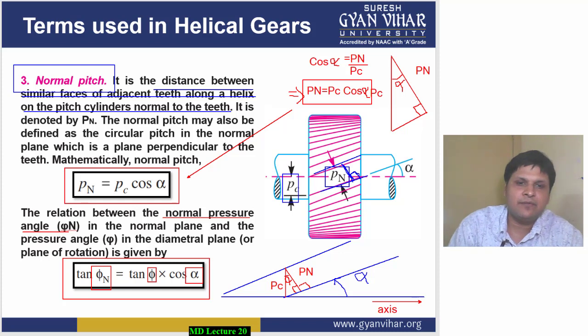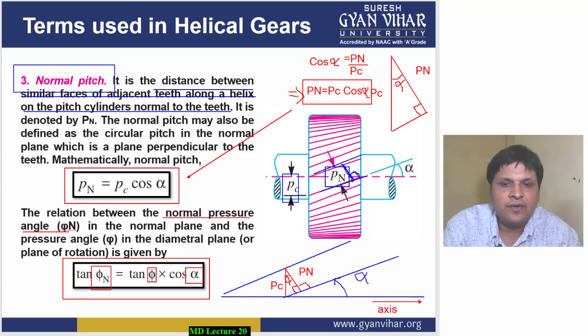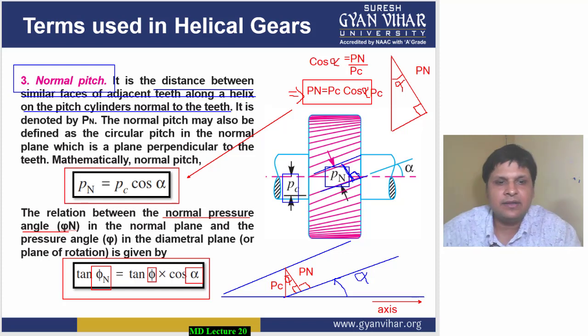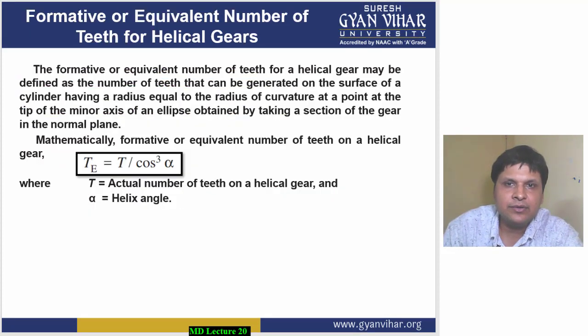Tan phi n means pressure angle along the normal plane, and along the diametrical plane the pressure angle is phi. So tan phi n is equal to tan phi into cos alpha. Alpha is the helix angle. These were the terms which are used in helical gears, students.